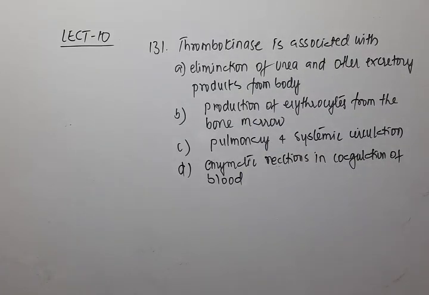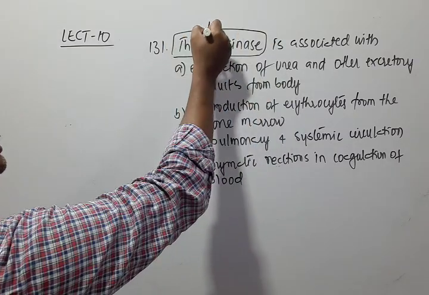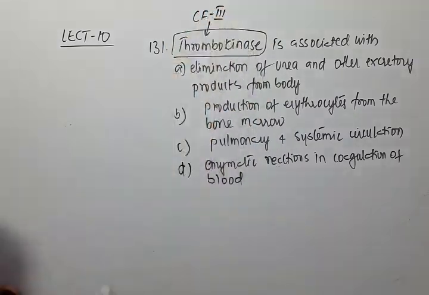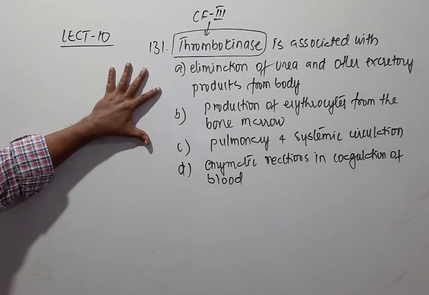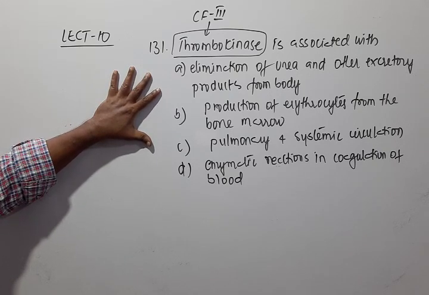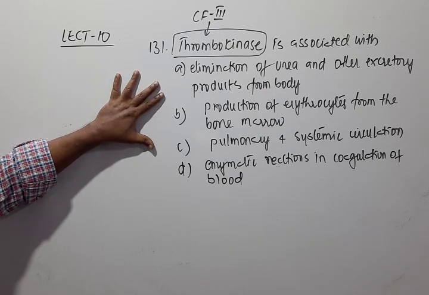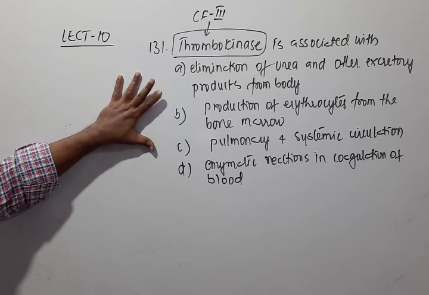Next question, thrombokinase is associated with. So we know that thrombokinase is clotting factor 3. And this is associated with... okay, the elimination of urea and other excretory products from the body? That is part of the excretory system. The kidneys play a role in this function. So the thrombokinase is not associated with this.